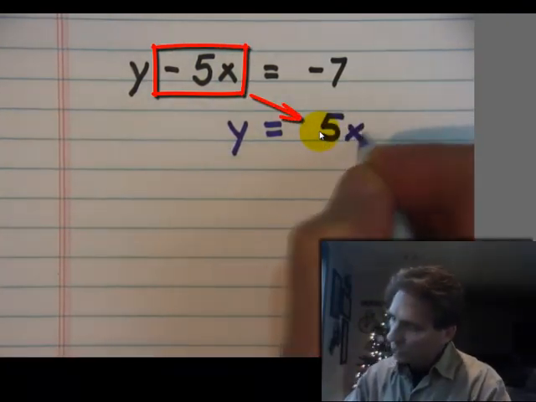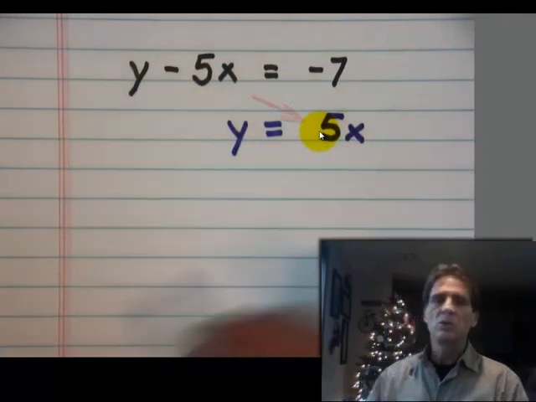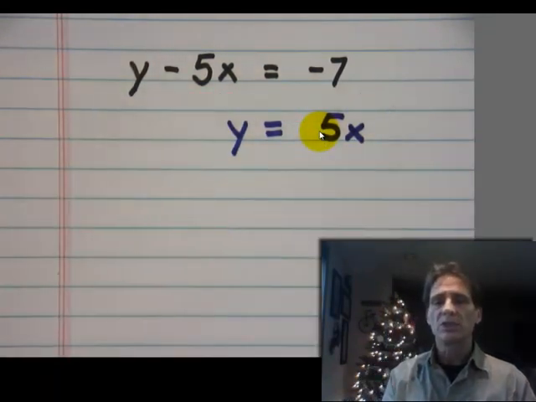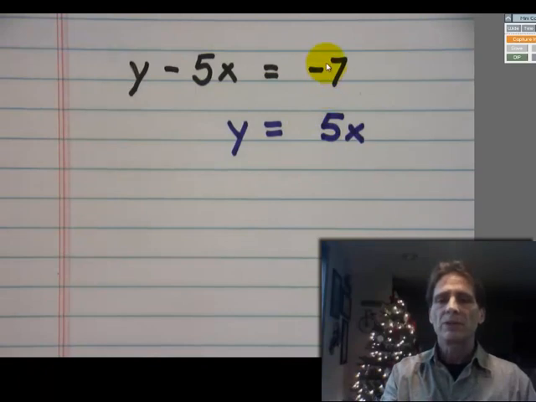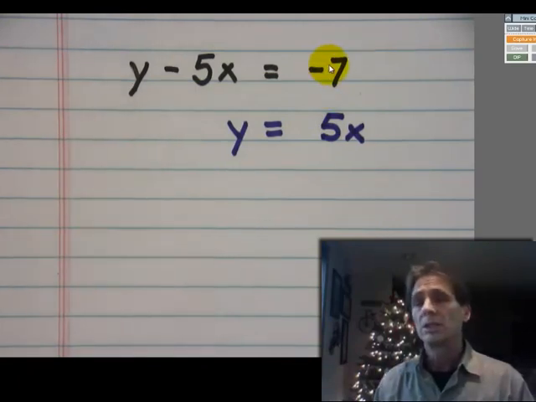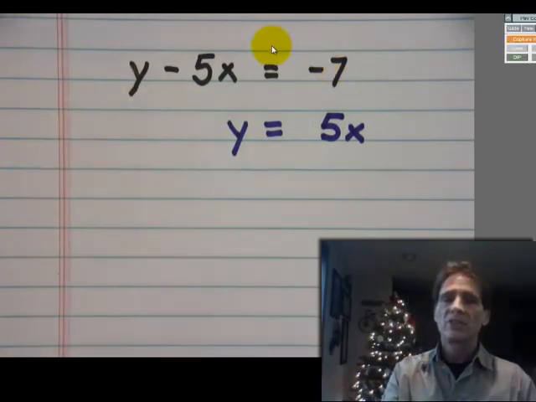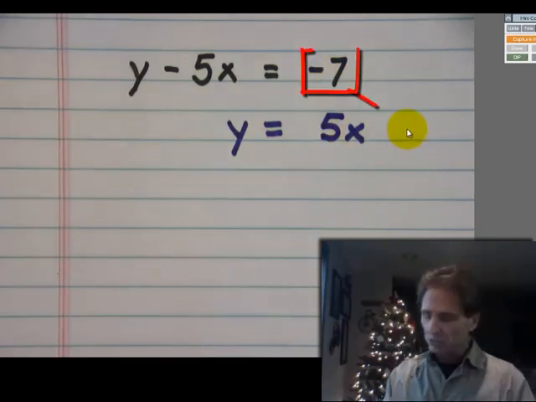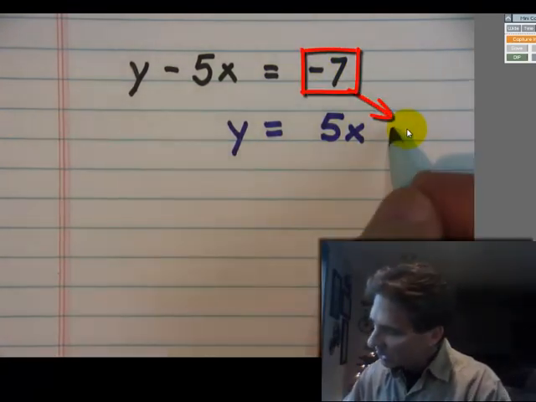Because it's coming first, we won't write the plus, but it is assumed that if I don't put a sign in front that it's a plus. Now, what about this negative 7? Well, did we move it? The answer is no. It stayed on the same side of the equal sign. So therefore, we would just rewrite it down here with the same sign. The sign does not change.